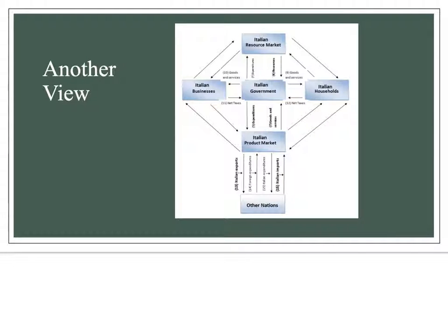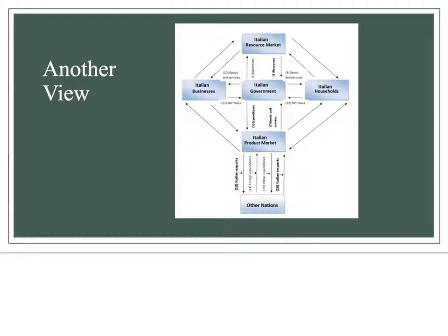Here's yet another view, putting this all together. We have the Italian flows, the government placed in there, and then also other nations and how they interject into the product market. So they put imports, they put exports, they take exports out to other nations, they import goods into Italy.